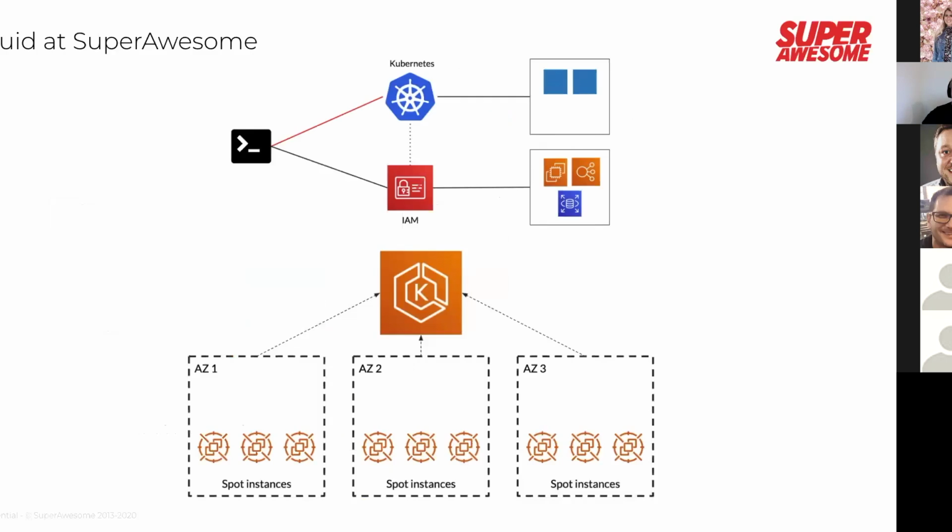We access all Kubernetes clusters using kubectl, and the authentication would be done using IAM, so we use the default AWS tools rather than rolling out our own users. And then we use EKS for Kubernetes, and 90 to 95% of our instances will be Spot instances. And that's what I'm here to talk to you about today.